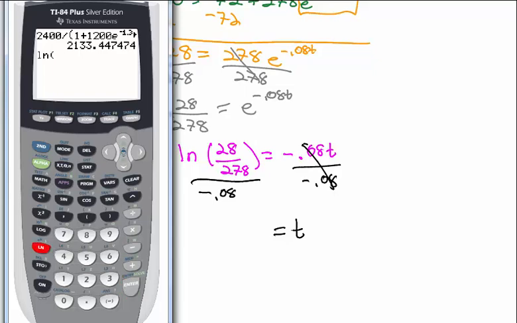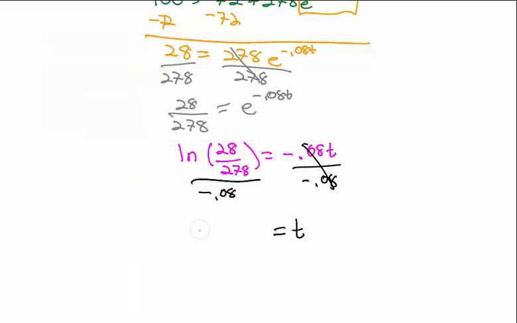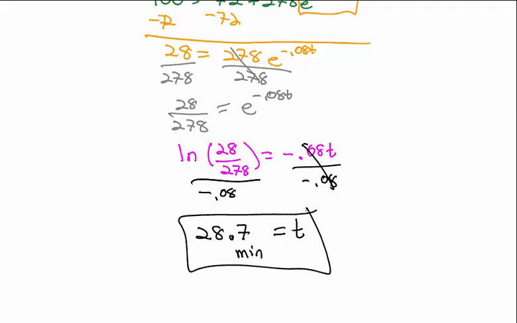Natural log automatically opens a parentheses, 28 divided by 278, close the parentheses, and then divide by negative 0.08, hit enter, and we get 28.7 minutes. So this pizza at 350 degrees in 28 minutes will cool down to a mere 100 degrees.